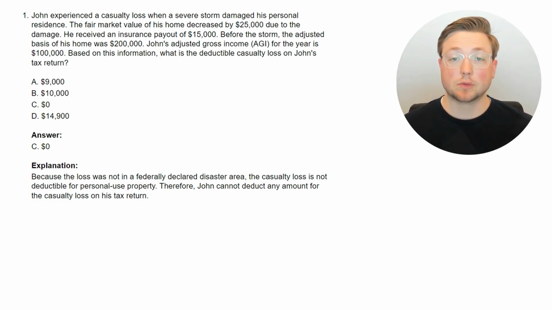Okay, so that's the first rule right there. For casualty losses on personal property, if it's not in a federally declared disaster area, and it didn't mention anything about a federally declared disaster area up here, it only said severe storm, then you can't deduct it. It's as simple as that. That's the first rule. So let's go ahead and go to the next question to learn more about the calculation.